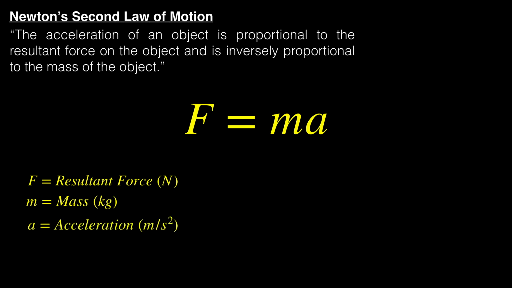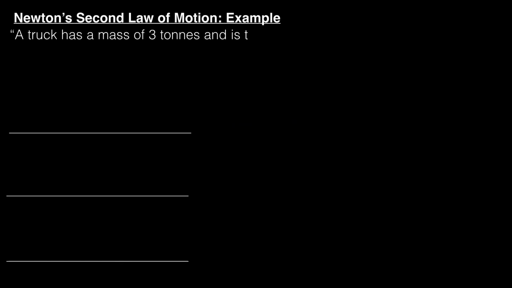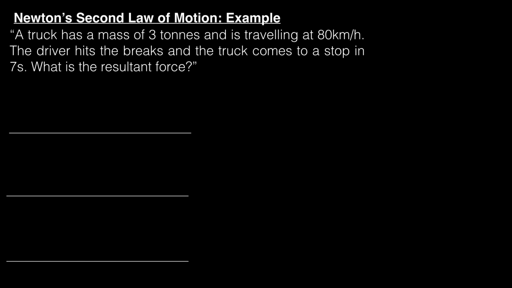So let's see an example. A truck has a mass of 3 tons and is travelling at 80 kilometers per hour. The driver hits the brakes and the truck comes to a stop in 7 seconds. What is the resultant force? Well, firstly, let's convert to the correct units.